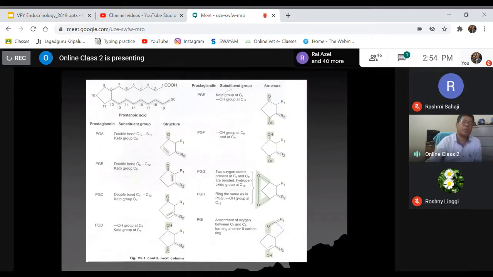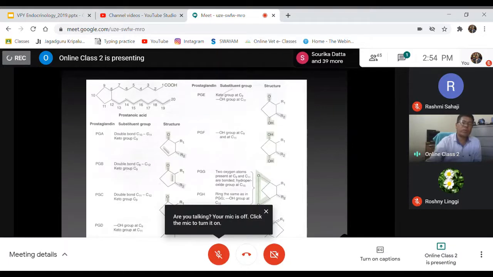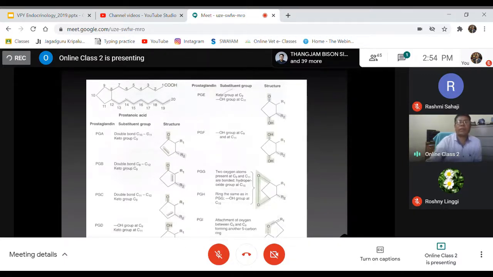Let's see PGB, prostaglandin B. Here the double bond is present between carbon number 8 and 12. Then a keto group is attached to carbon number 9. In PGC, prostaglandin C, the double bond is present between carbon number 11 and 12. Then a keto group is present at carbon number 9. Then in D, that double bond is not present, but one hydroxyl group is attached to carbon number 9 and a keto group is attached to carbon number 11.